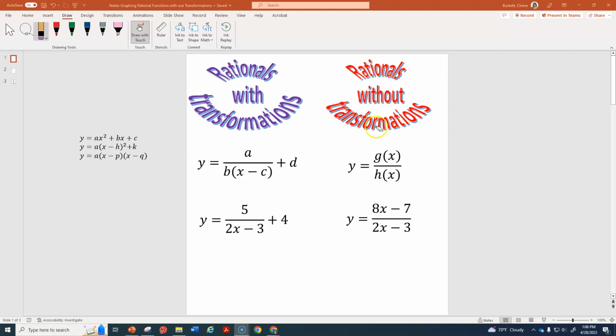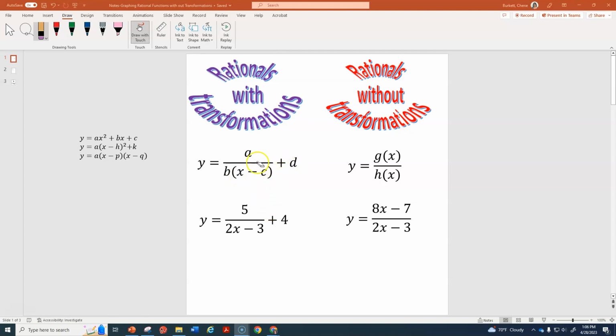All right, in this video, we are going to learn how to solve rationals without transformations. We've already learned how to graph rationals with transformations when it's in transformation form. This is the formula for transformation form of a rational: y equals a over b times (x minus c) plus d.